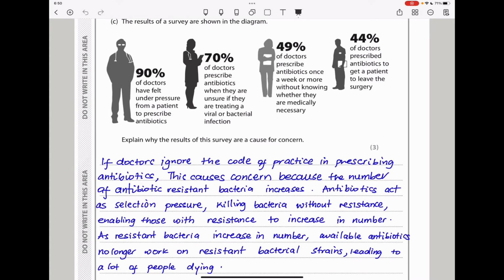So we can see all this information. And then they ask, explain why the results of this survey are a cause for concern. Of course, this is about resistance, antibiotic-resistant bacteria. So let's see.